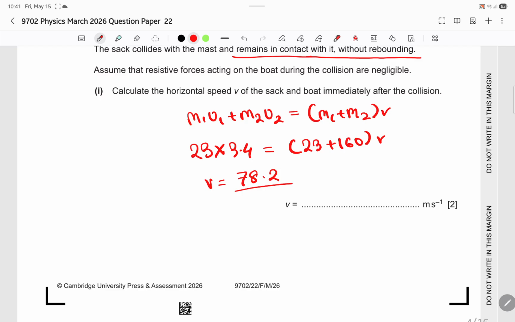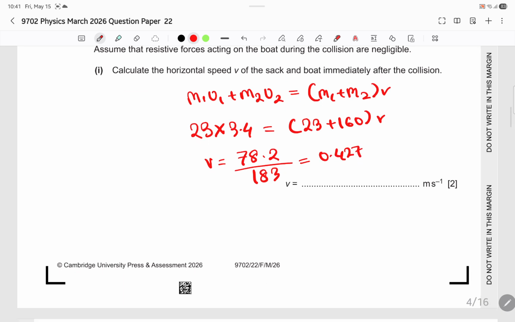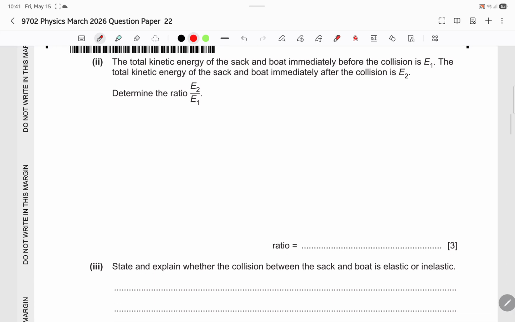78.2 divided by 23 plus this, which is 183. If you divide this, we get 0.427. Now you have to write this in 2SF. Always 2SF, guys, unless the question specifies otherwise. So 0.43.